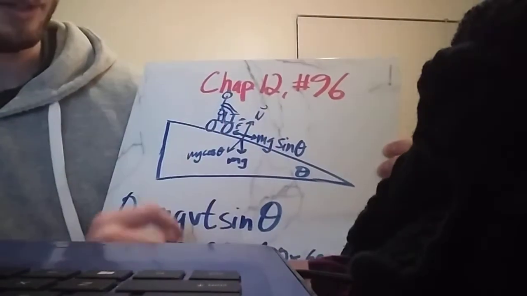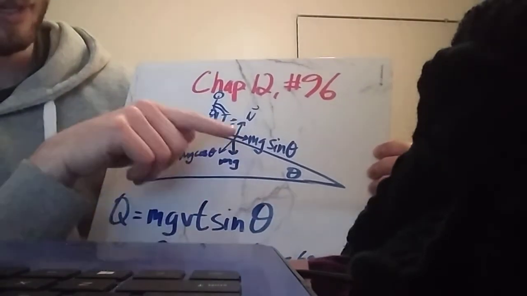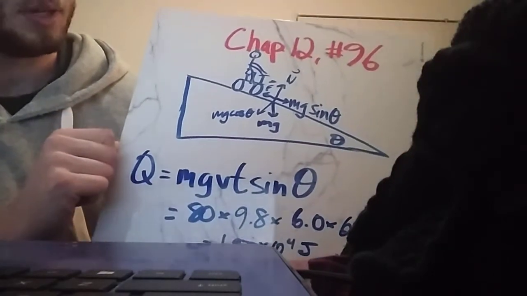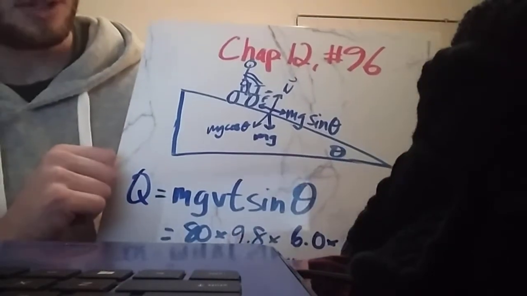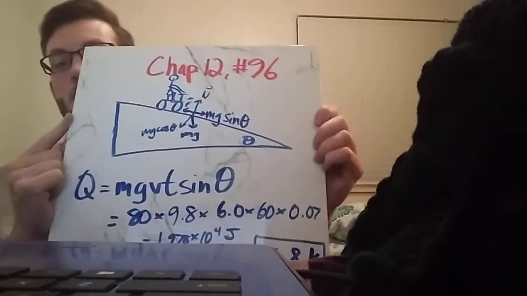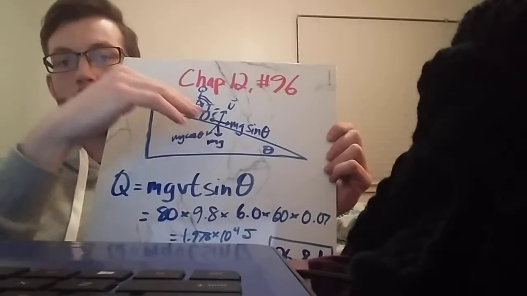We've got gravity pointing down, and we've got mass times gravity times sine theta pointing forward, and mass times gravity times cosine theta pointing back and away. So conceptually, this is kind of what's going on with the bike.